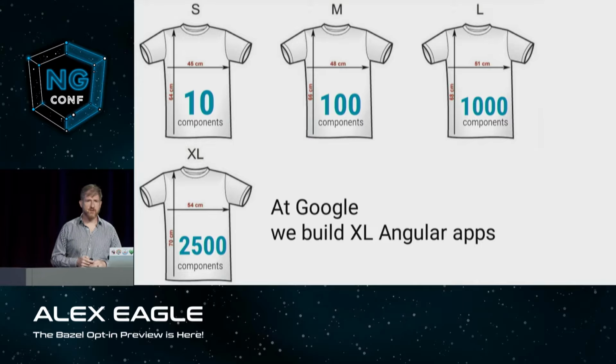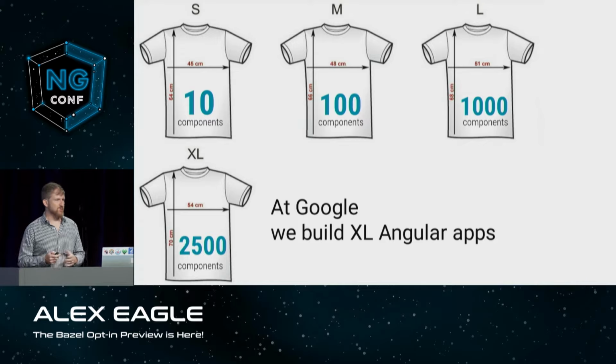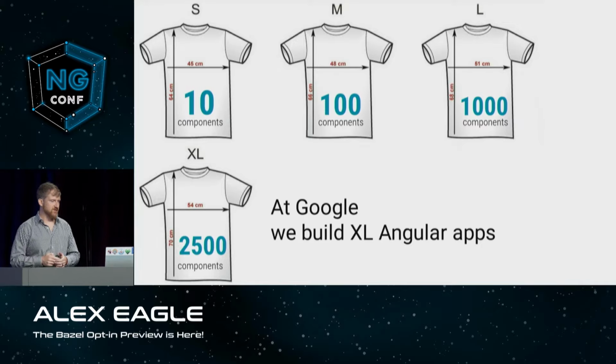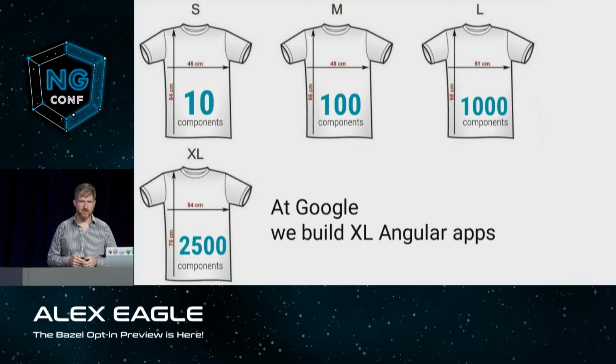So for this talk, I want to give a bit of guidance about what scale we're trying to target with Bazel. A 10-component app, what I'm calling small T-shirt size, is probably a typical app that you would write in a bootcamp class, or maybe like the Tour of Heroes or our new Getting Started that we just announced, all the way up to a 2,500 component app. I picked that number because that is actually the size of one of the Angular apps that we build internally at Google.